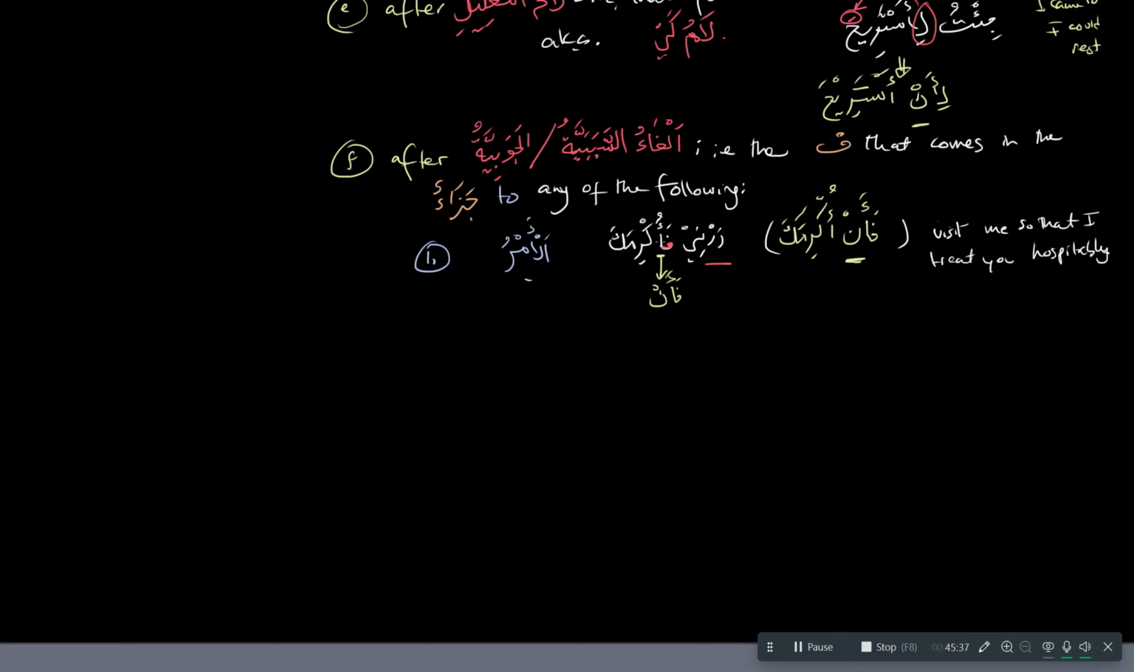And fa-ukrimaka. So that's why that is there. Okay, so that's one example. This is fa as-sababiyyah or al-jawabiyyah, okay? So this all will have this fa, I guess.